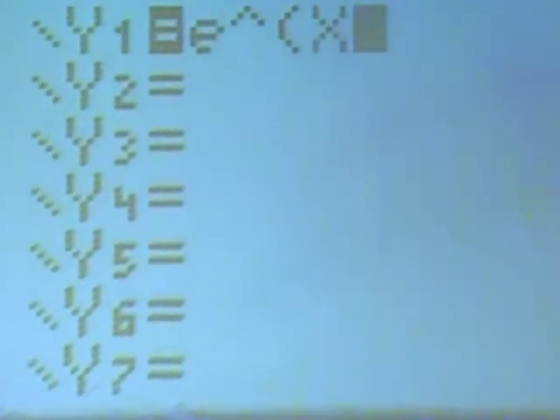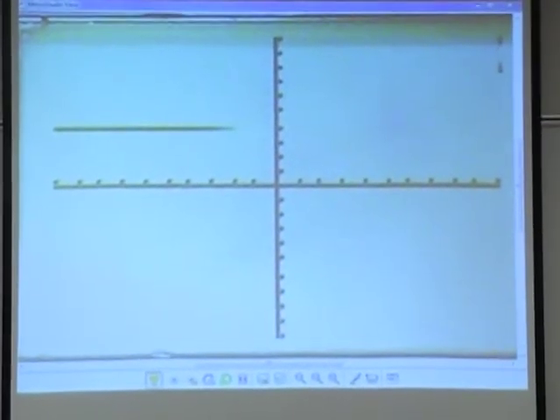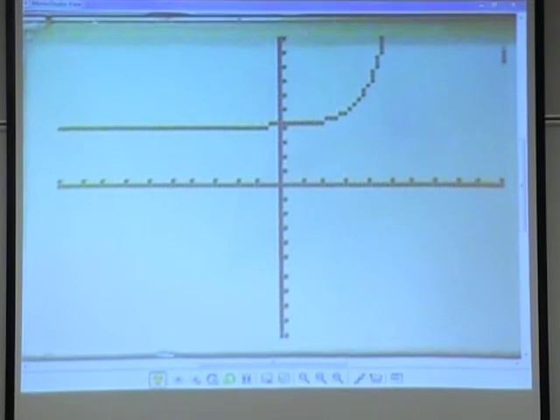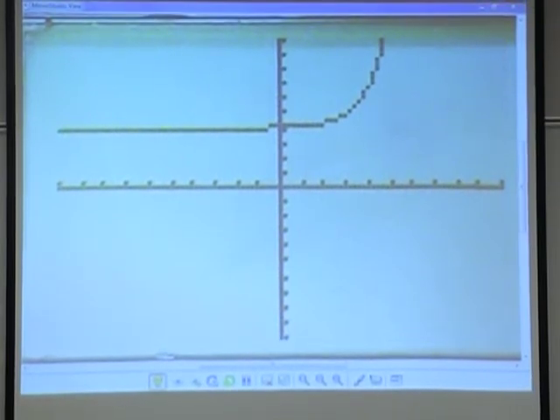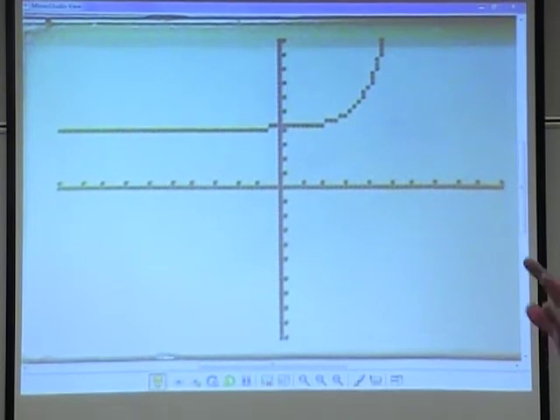E to the x minus 3. You need to make sure you have grouping symbols. E to the x minus 3 in parentheses. Now it looks like it's right on the line y equals 4, but it's not. It's just that close to it that your graphing calculator can't show the difference, okay?